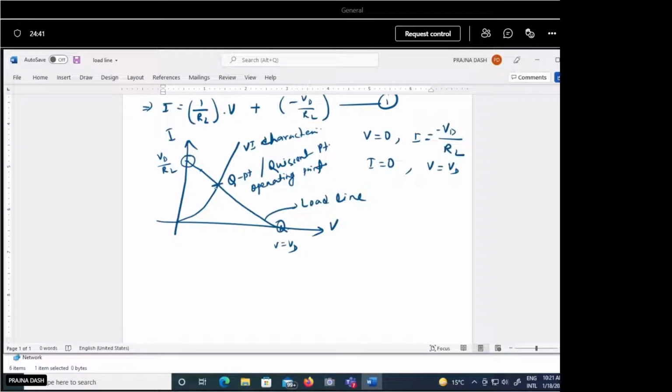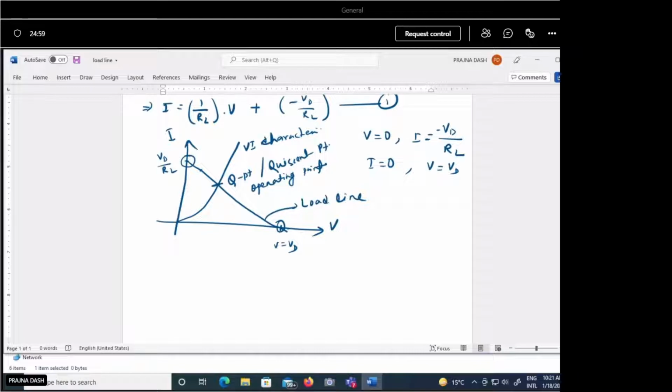So the position of this Q point is also an important factor when we go higher, that is, to the transistor. Transistor is nothing but a combination of two PN junctions. So this operating point is also a very important point in electronic circuit analysis.